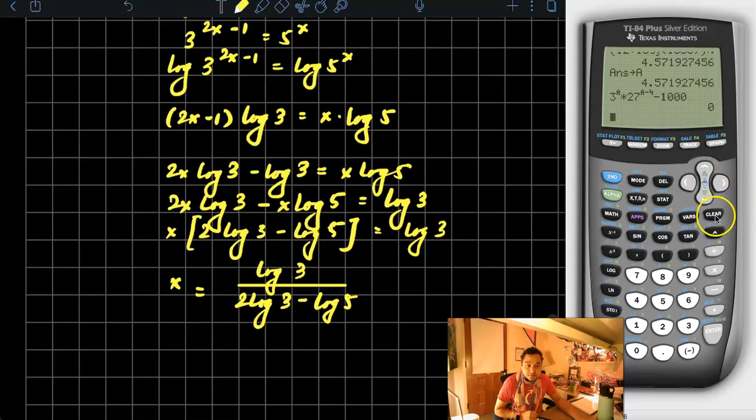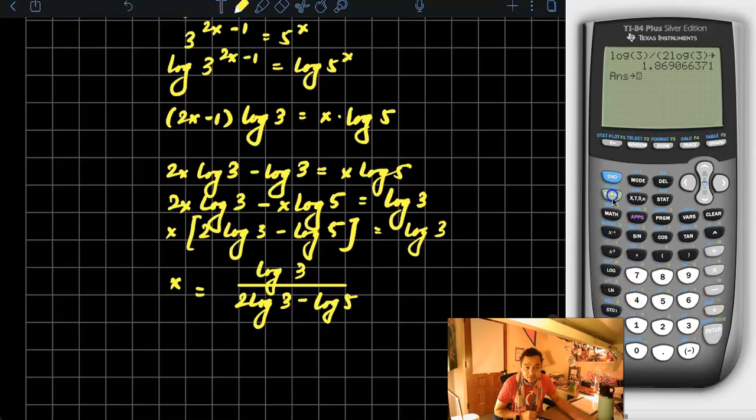Okay, I'm going to do the same and go to the calculator here. We have log 3 divided by, open parentheses, 2 log 3 minus log 5, close parentheses. So it's approximately 1.86.